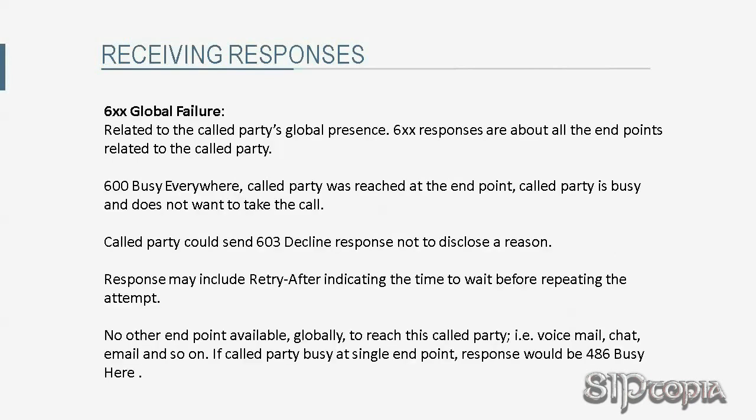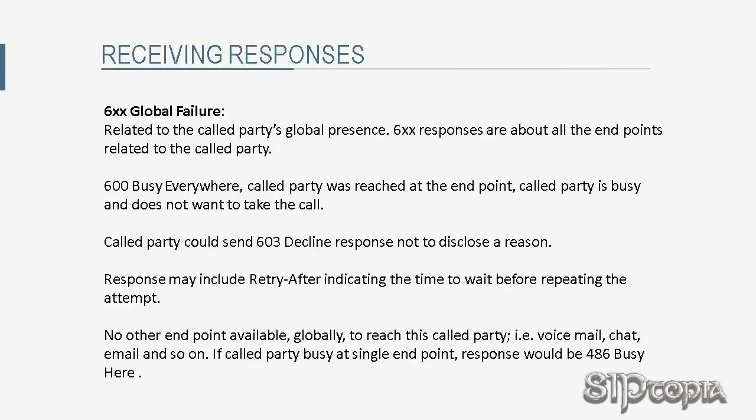So moving on to the 6xx global failures, these responses are related to the called party's global presence. While the 3xx, 4xx, 5xx responses may be specific to one particular endpoint the called party is using, 6xx responses are about all the endpoints related to the called party. For example, 600 busy everywhere indicates that the called party was reached at the endpoint targeted, but the called party is busy and does not want to take the call.